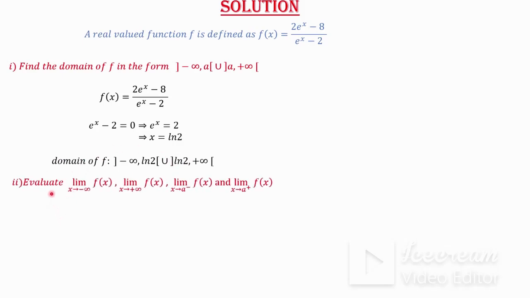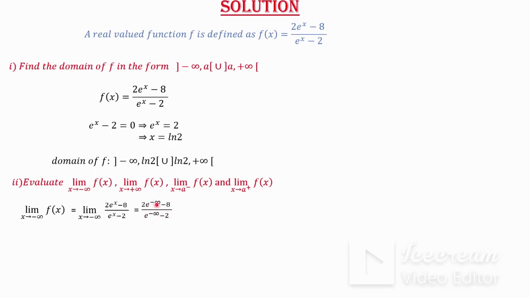So Romans 2 is asking us to evaluate the limit of f of x as x tends to negative infinity, the limit of f of x as x tends to positive infinity, the limit of f of x as x tends to a from below, and the limit of f of x as x tends to a from above. Let's first get the limit of f of x as x tends to negative infinity. So writing the limit of f of x, where f of x equals 2 exponential of x minus 8 divided by exponential of x minus 2, as x tends to negative infinity. Replacing everywhere we see x with negative infinity, we get 2 exponential of negative infinity minus 8 divided by exponential of negative infinity minus 2.